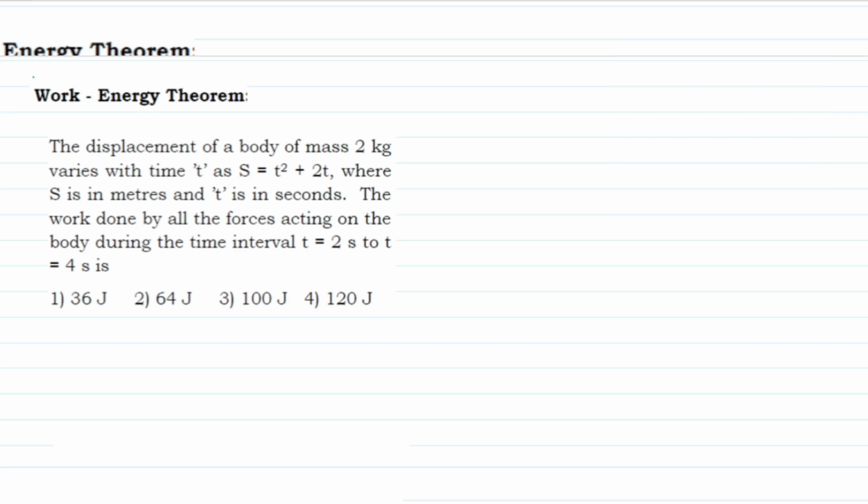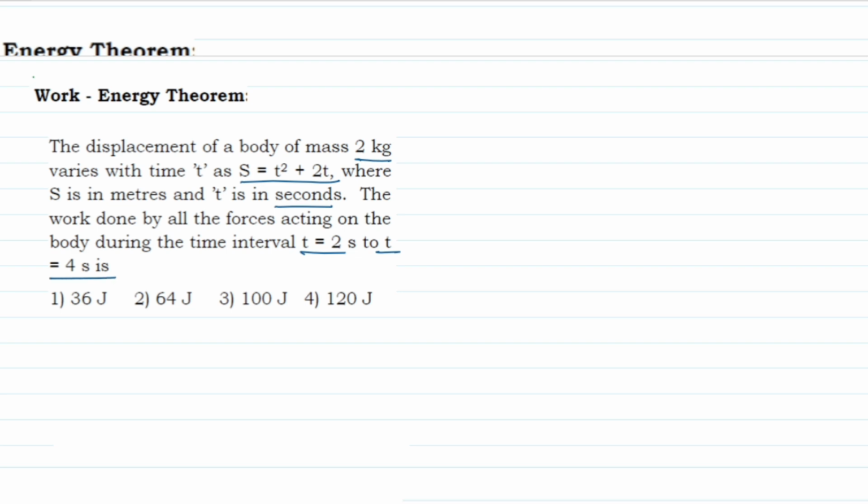In this video we are going to be discussing work energy theorem related questions. The first question says the displacement of a body of mass 2 kg, which is varying with time, is given as s equal to t square plus 2t, where s is in meters and t is in seconds. The work done by all the forces acting on the body during the time interval t equal to 2 seconds to t equal to 4 seconds, they are asking.